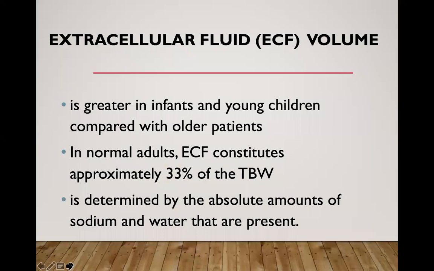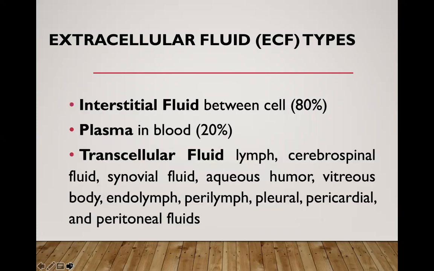So the ECF is greater in infants and young children compared with older patients. That is why babies get dehydrated faster compared to adults. In normal adults, the ECF constitutes approximately 33% of the total body weight and is determined by the absolute amounts of sodium and water that is present. The interstitial fluid, which is the fluid or the water between the cells, comprises around 80% of the extracellular fluid, and around 20% is found in the blood, or intravascular, which is in plasma.